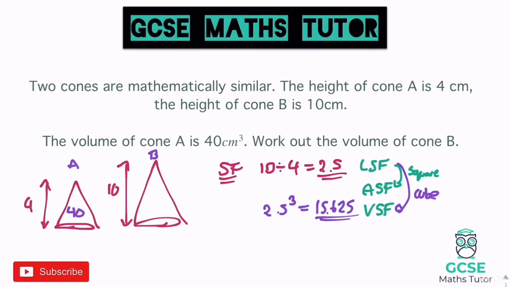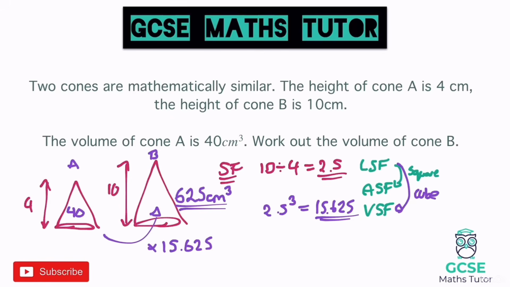So the volume of cone B is going to be 15.625 times bigger. So in order to get that volume there, we're just going to multiply 40 by 15.625. So times that by 40, and we get a volume here of 625 centimetres cubed. There you go. Just remembering as well, if we were going from the bigger down to the smaller, we'd have divided by the scale factor, but as we're going smaller to bigger, we're going to multiply.